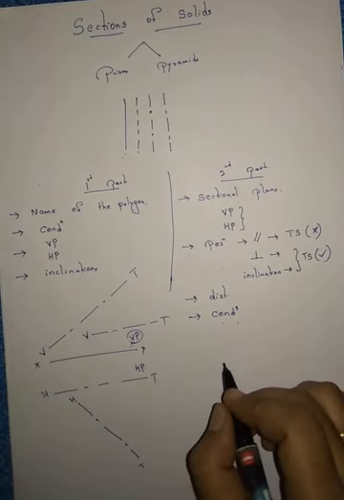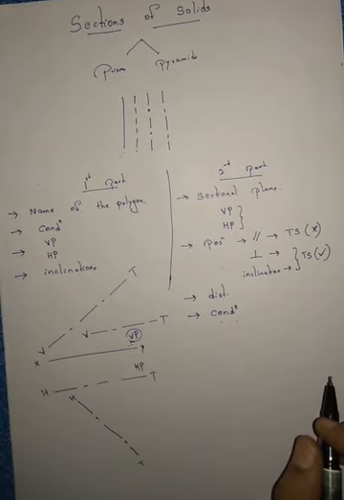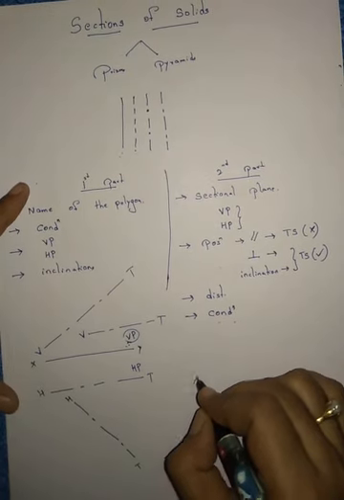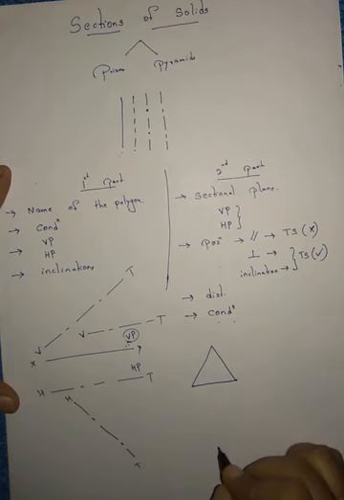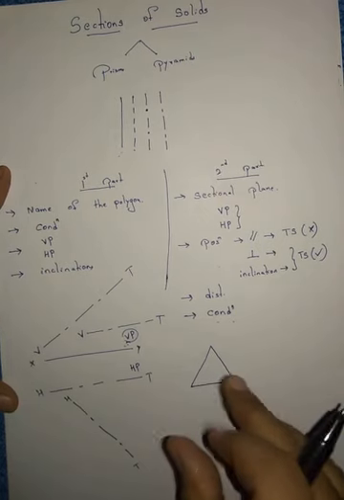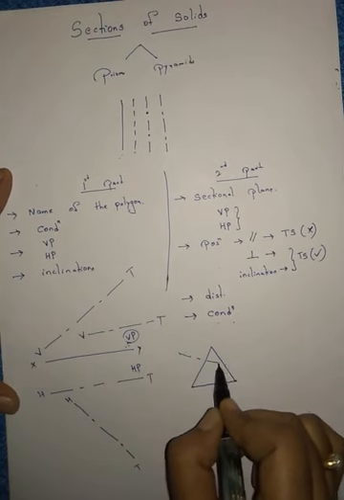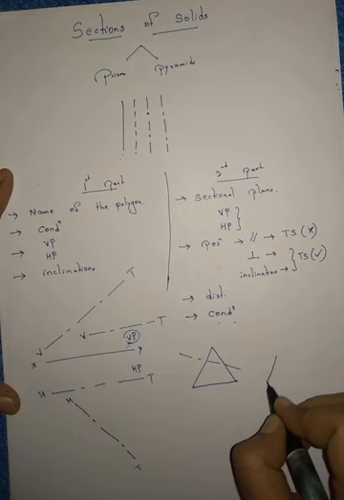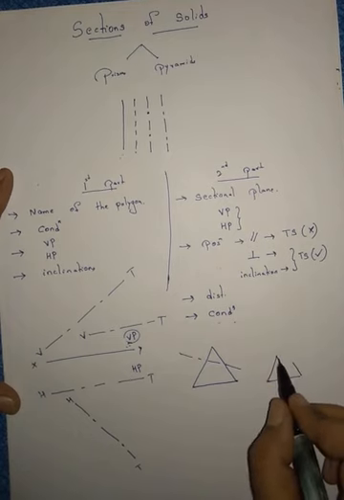What I said, sections is nothing but using a sectional plane in order to know the interior details of the object. Suppose I am constructing one triangle. Now I want to know the interior details of the triangle. So what I will do, I will remove some portion. If I remove the portion, the triangle looks like this.